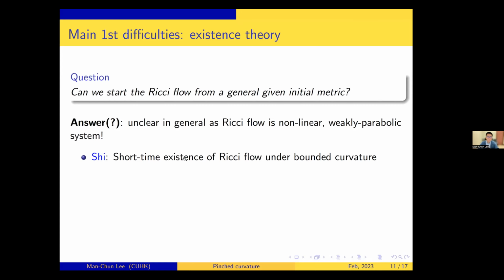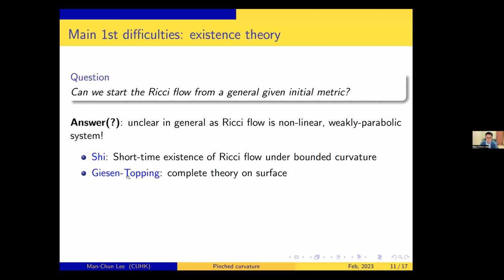For example, the famous theorem by Shi proved the short time existence of Ricci flow if you assume some boundedness of curvature. In other words, you don't have to impose a really strong assumption at infinity. The boundedness of curvature already automatically rules out a lot of complication at infinity.